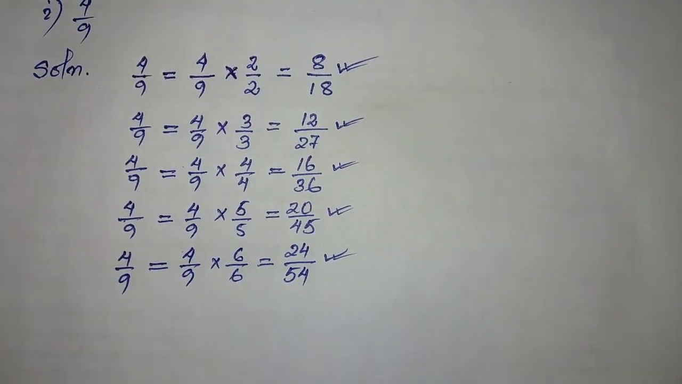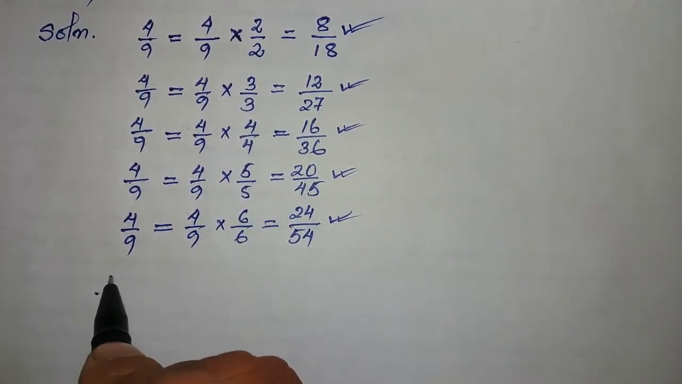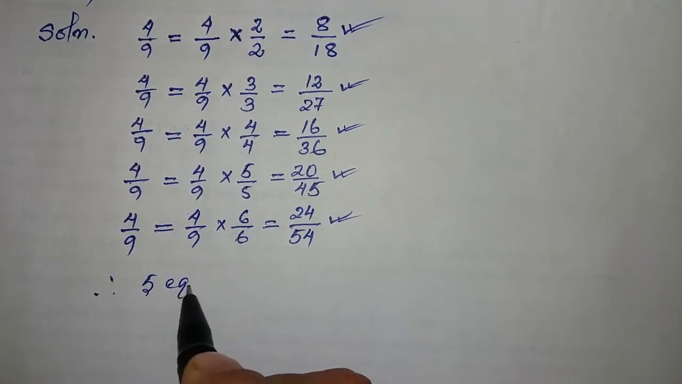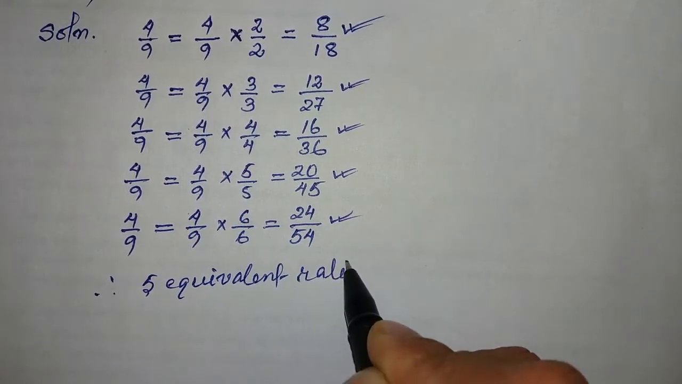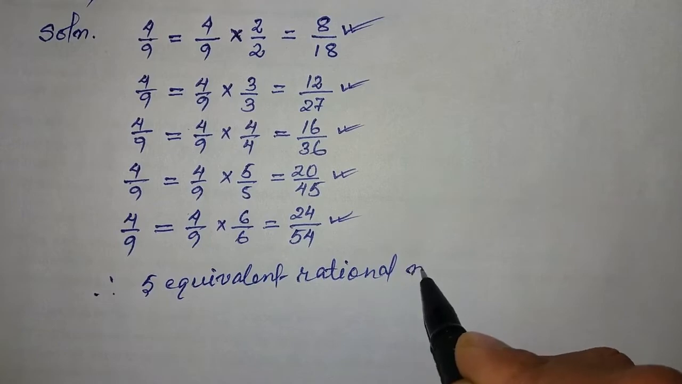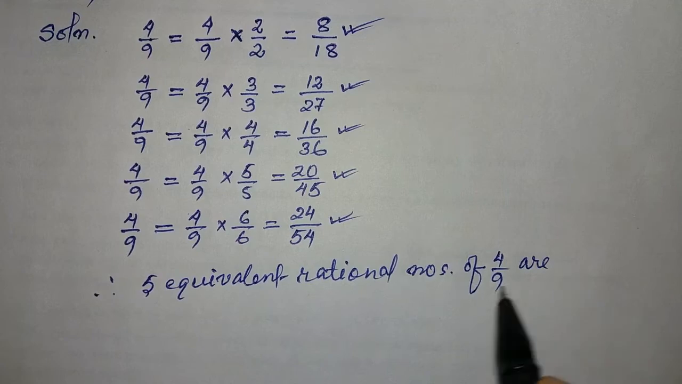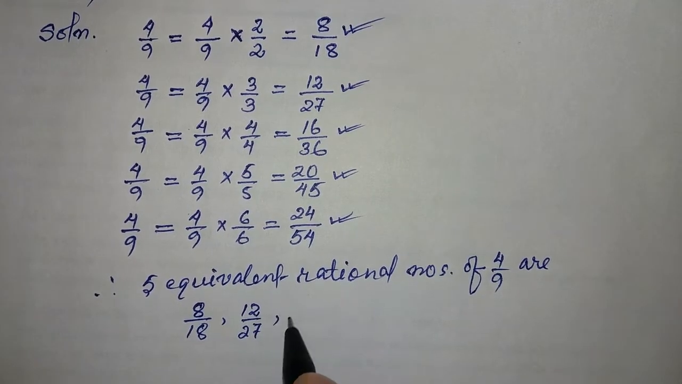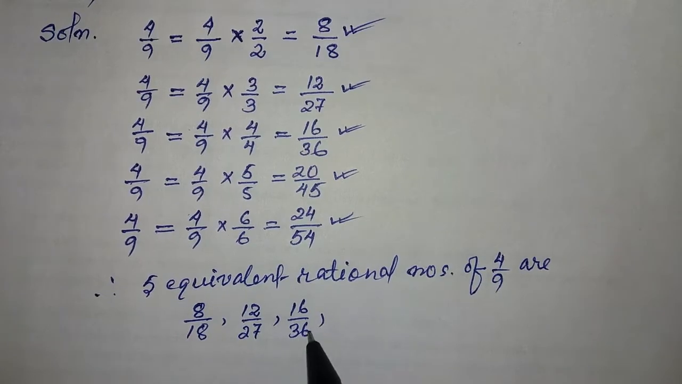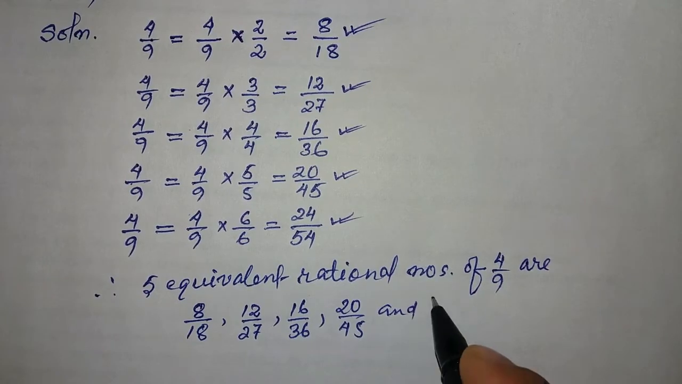So let's say, therefore, 5 equivalent rational numbers of 4 by 9 are 8 by 18, 12 by 27, 16 by 36, 20 by 45, and 24 by 54.